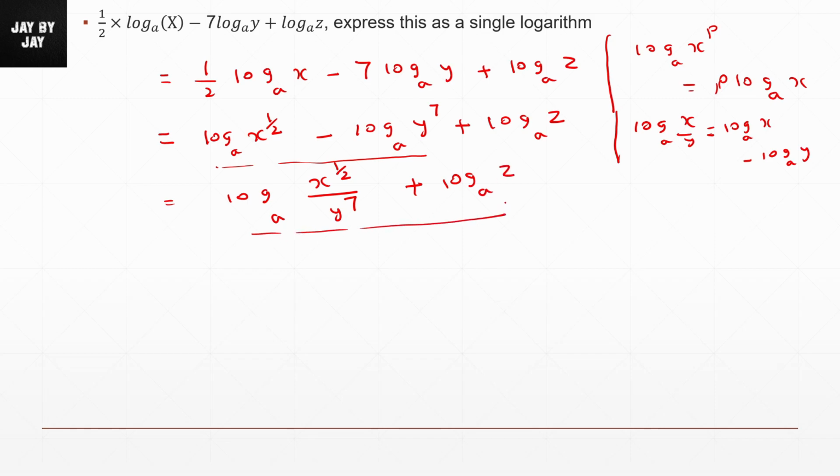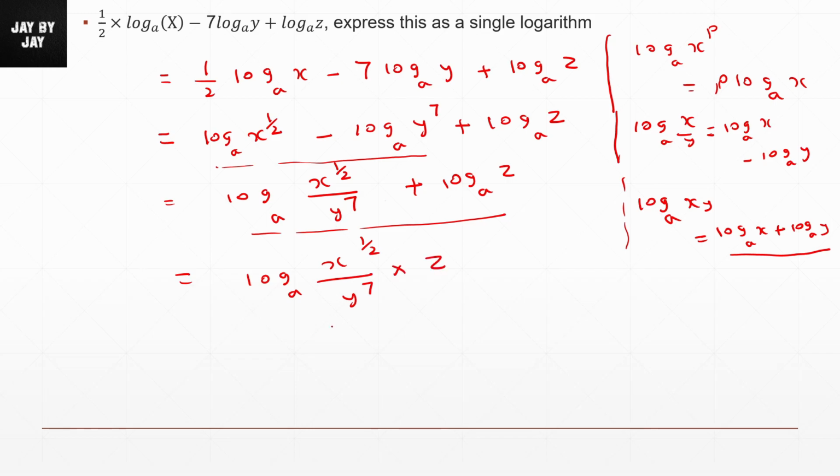Now what we have got is the multiplication. Multiplication looks like this: log a to the x y equals log a to the x plus log a to the y. Now we have the right hand side of this proven rule, so you need to convert back. Here you write log a to the, x to the power half divided by y to the power 7, multiplied by z. The final answer will be log a to the x half z divided by y 7. This is the final answer.